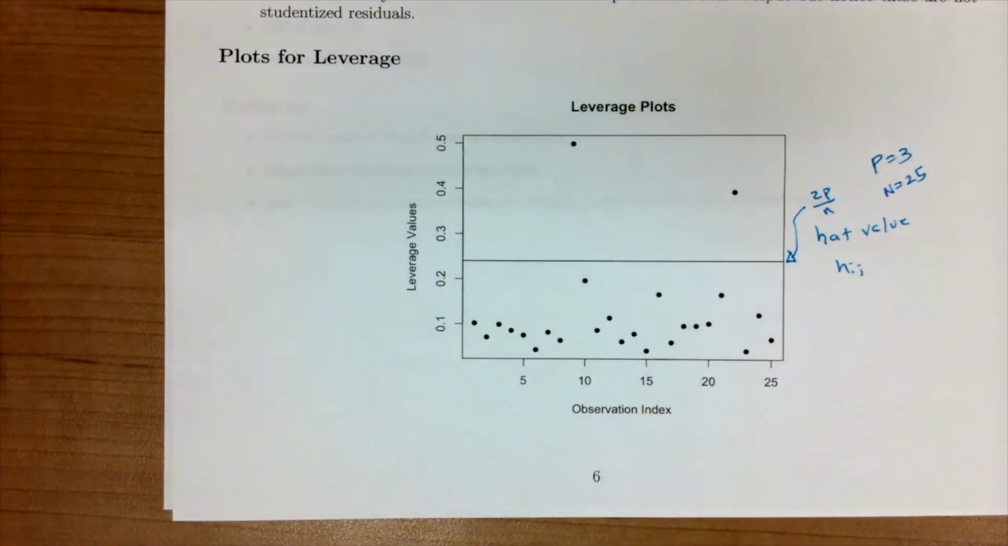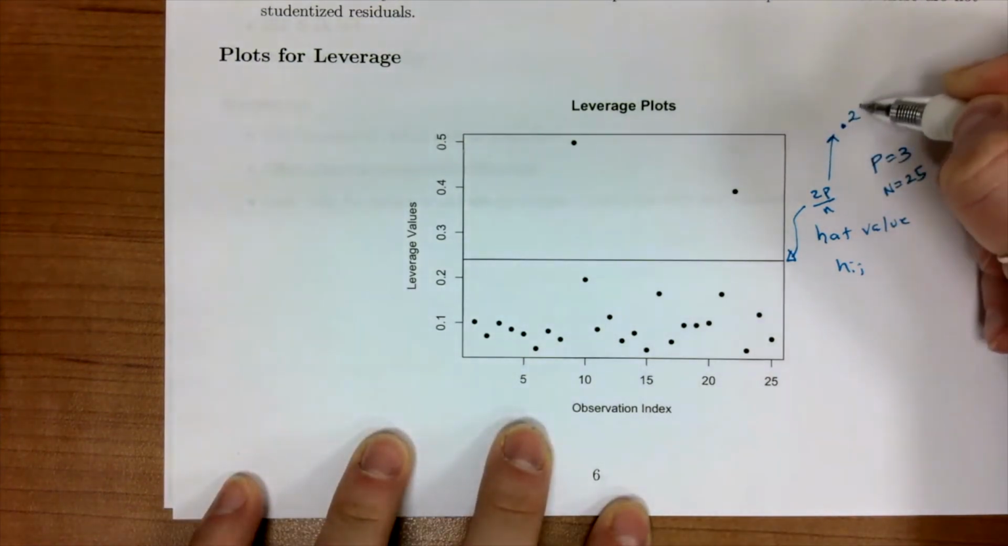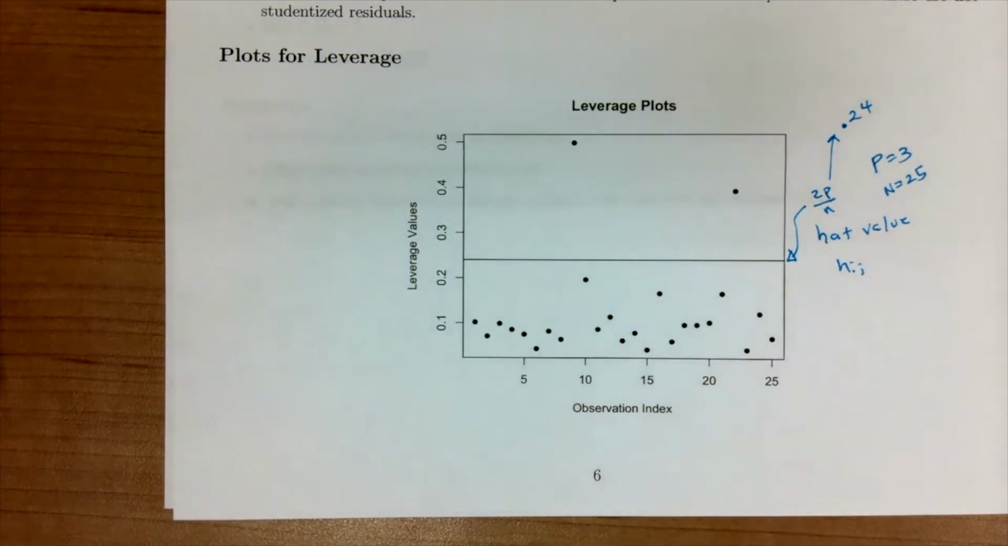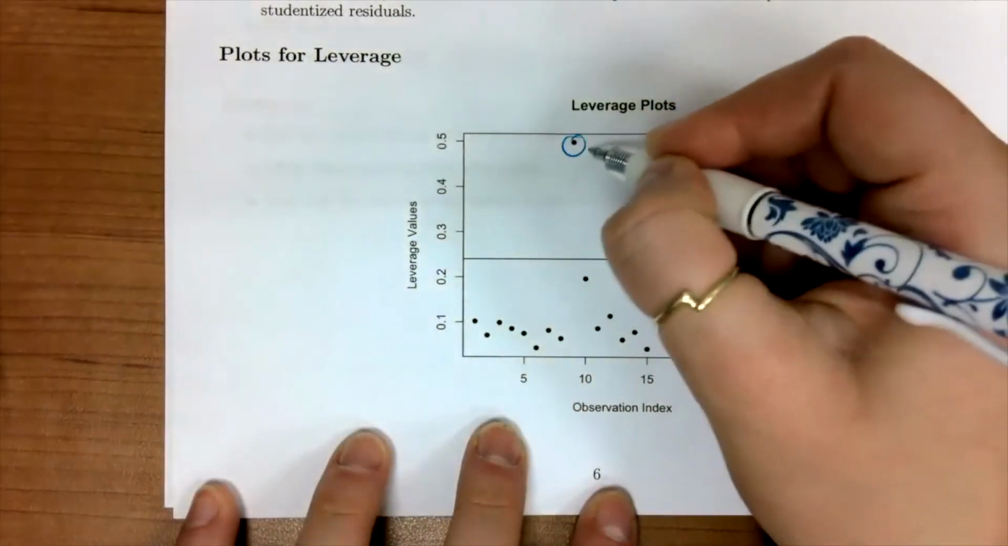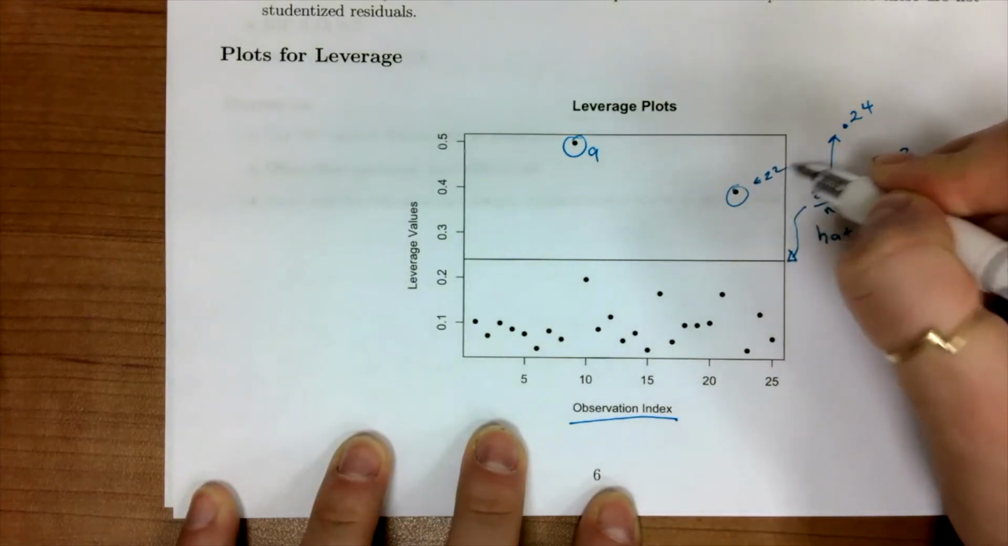p is 3 because we have 2 regressors, and then we also have our extra for the intercept. So what this is going to get us is a value of 2.4. And so that's what we're comparing to. And we see that observation, this is 9 because we're looking at the index, and this is observation 22.